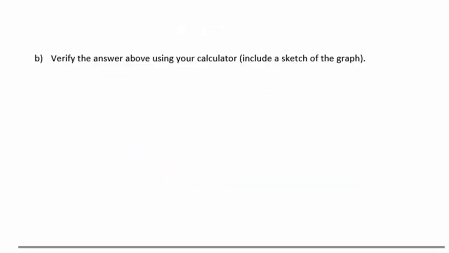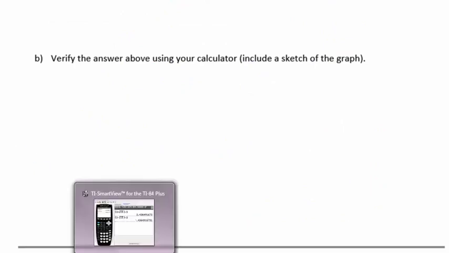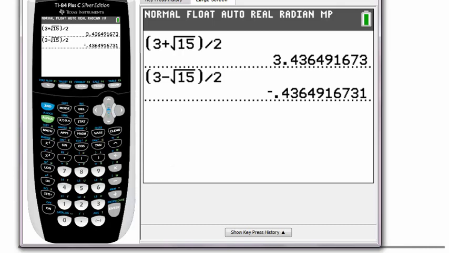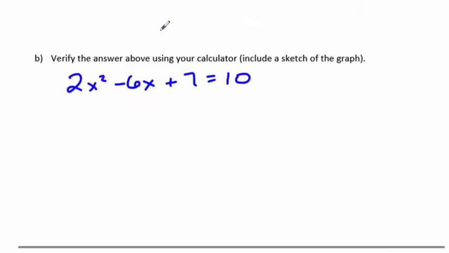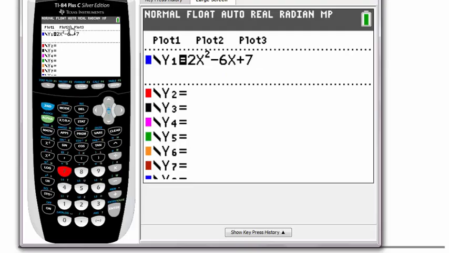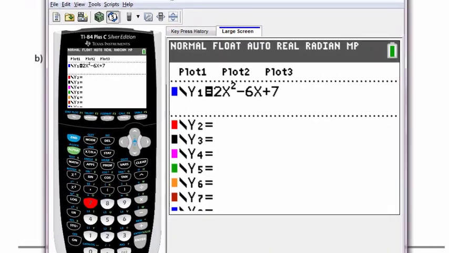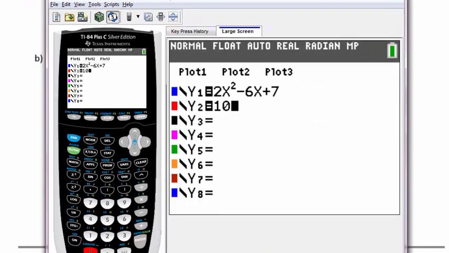Part B, I want to verify the answer using our calculator. So we're going to need to type the equation into the y equals menu. Recall that the equation that we were trying to solve was 2x squared minus 6x plus 7 equals 10. So in my calculator, I'm going to type the left-hand side and the right-hand side into the y equals menu. So pull up your calculator. You can see I've already entered the left-hand side. In my second equation, I'm going to enter 10.